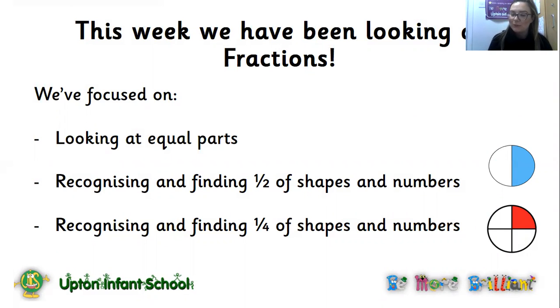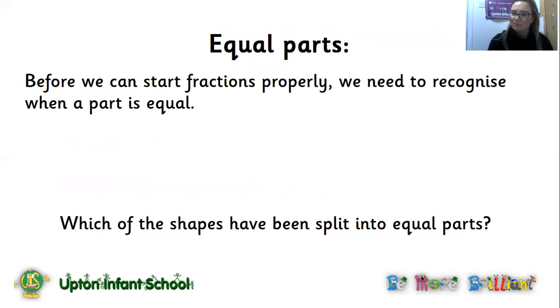This week in Year 2 we've been looking at fractions and we've had a really good time doing it. We've learned lots and lots of different new things. Now, the first thing we focused on was finding equal parts, and then we moved on to finding a half of shapes and numbers, and I've got a little circle there to show you what a half of a circle looks like, and we cut it into two equal parts. And then we moved on to finding a quarter of shapes and numbers as well. And again, I've got another circle there and I've cut it 4 ways this time into 4 equal parts, and that shows just one of them there, so that's 1/4.